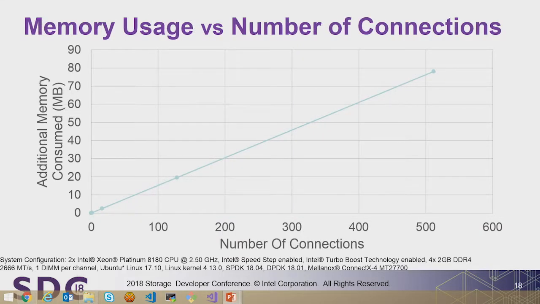Here's a plot of the memory usage versus the number of connections, which looks like you'd expect. For each connection, we allocate requests and responses, and it's linear. We have a shared buffer pool, basically, for the whole target, so the slope here is not very steep. This should easily scale to 10,000 connections, and you wouldn't be very hard-pressed on memory.